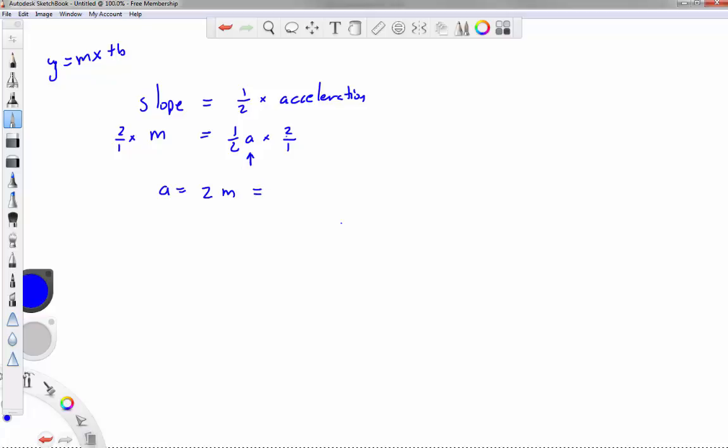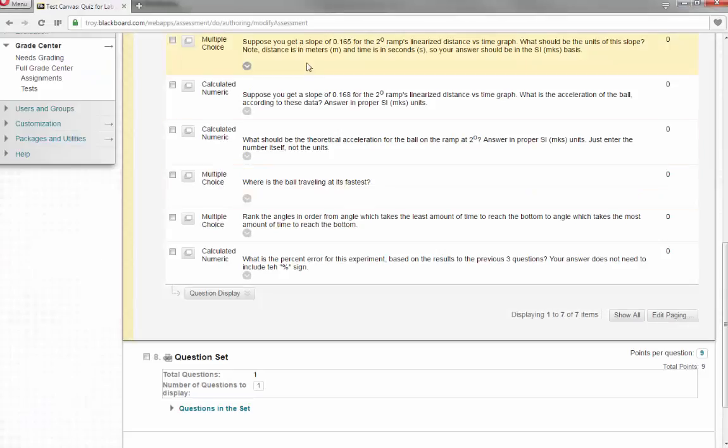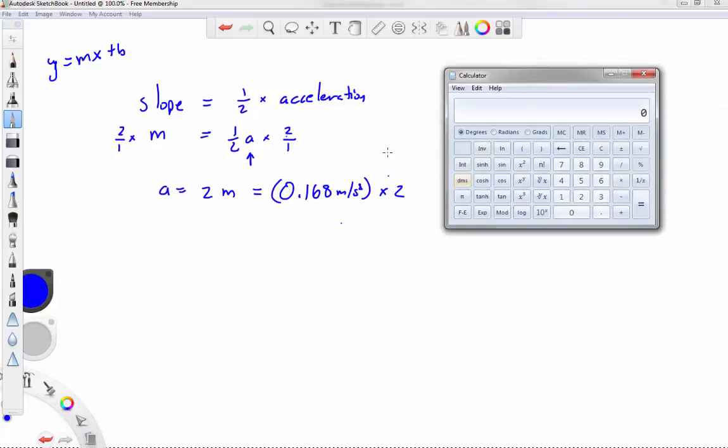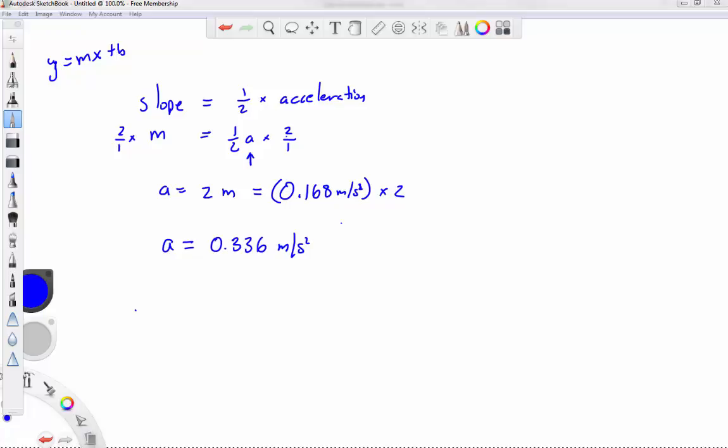So again, pulling up what the question is actually asking here, the slope is given as 0.168, and we just determined previously that that is in meters per second squared. So this is 0.168 meters per second squared. At this point you have an equation that looks like this. You may need to use your calculator. You can do it on paper with pen or in your head, or however you want, but there's no shame in pulling out your calculator if you need it. It is in fact an allowed resource for these quizzes. So plug it in, you get 0.336 meters per second squared.